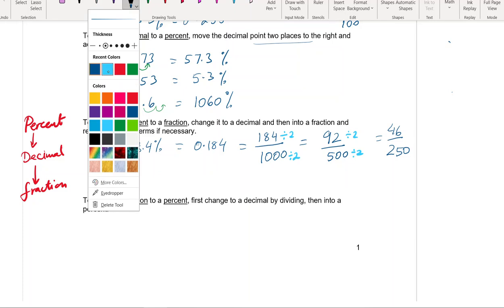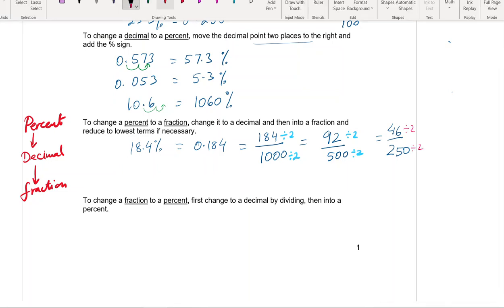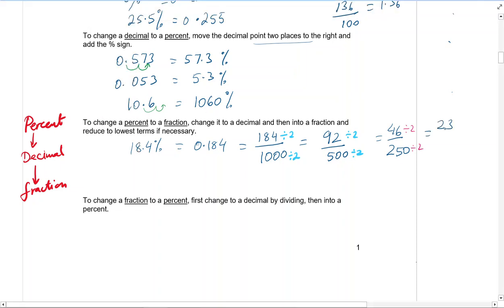And again divide by 2, so we get 23 over 125. And these guys don't have anything in common, so we can leave it there.